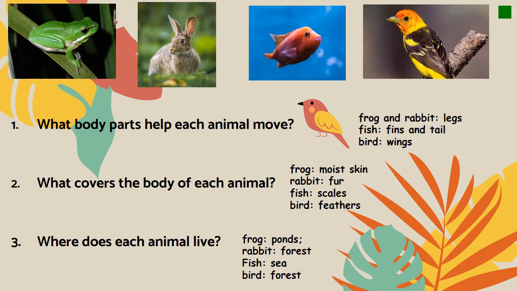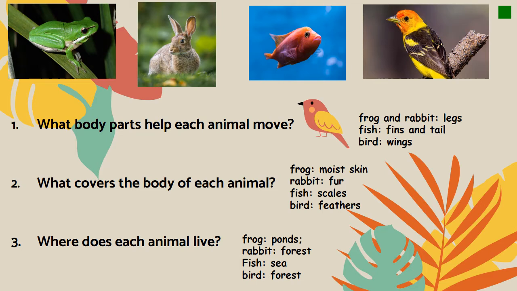Okay? Let's move on to number 2. What covers the body of each animal? The frog's body is covered with moist skin or wet skin. Okay, so the frog has moist skin. The rabbit has fur. The fish has scales, and the bird has feathers.